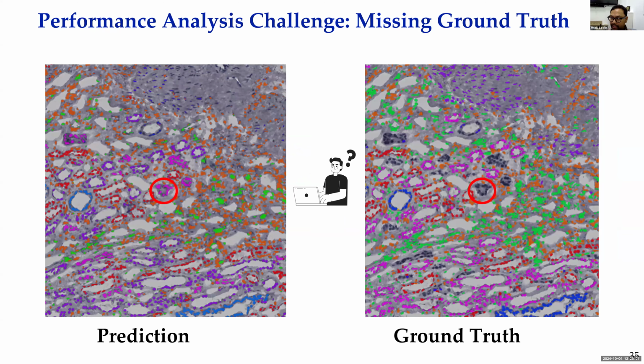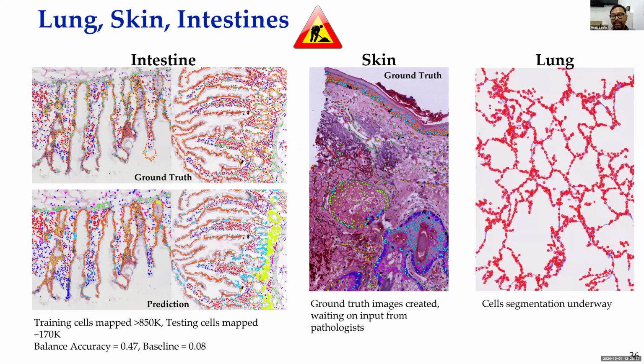The other problem is the ground truth. We talked about that. Sometimes we predict, but we don't know the ground truth. For example, this is a prediction, but we don't know the ground truth, and that also reduces our accuracy. We applied these techniques in intestine. In intestine, our balanced accuracy is 0.47 against a baseline of 0.08. We are trying to do the same thing, predicting cell types from histology, in skin, and we are also trying in lung.